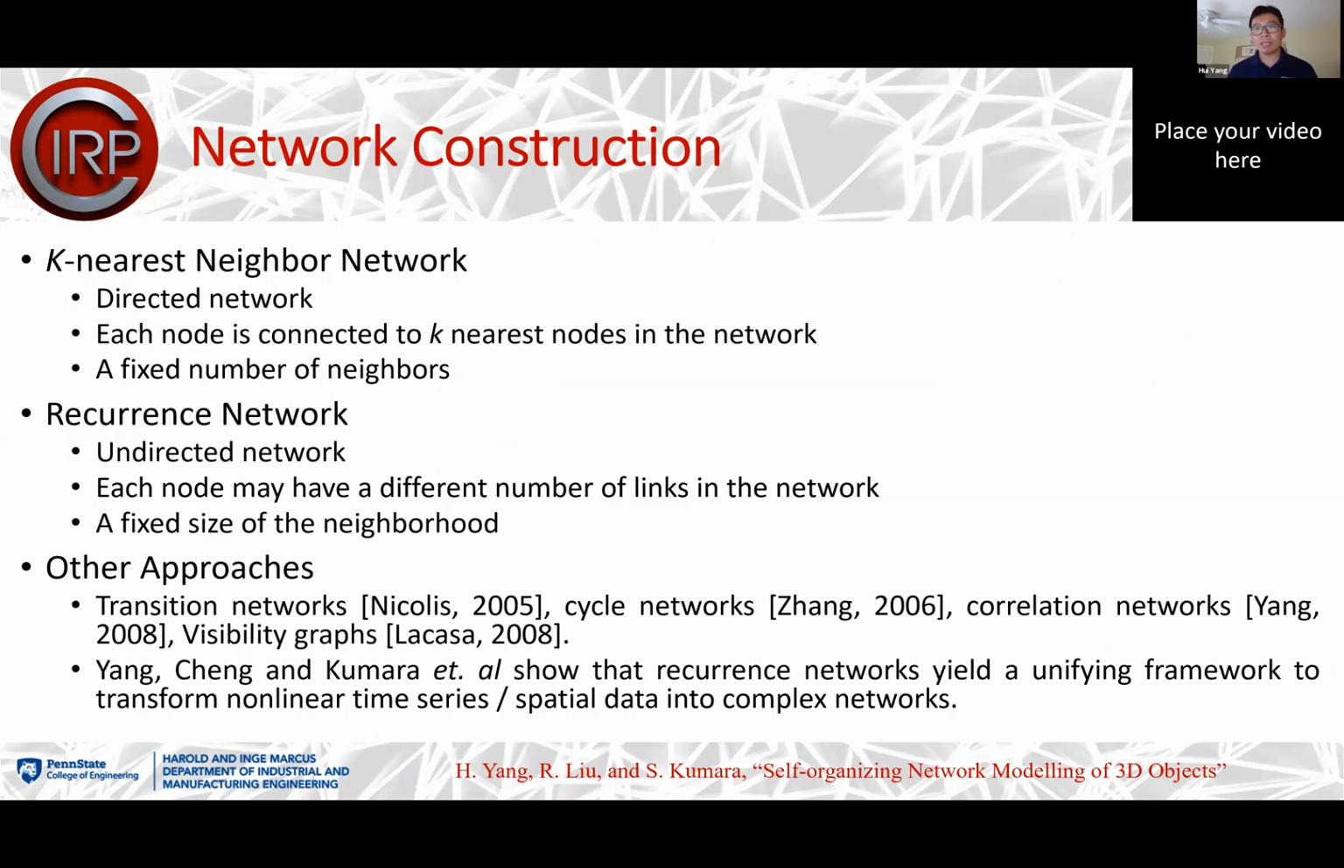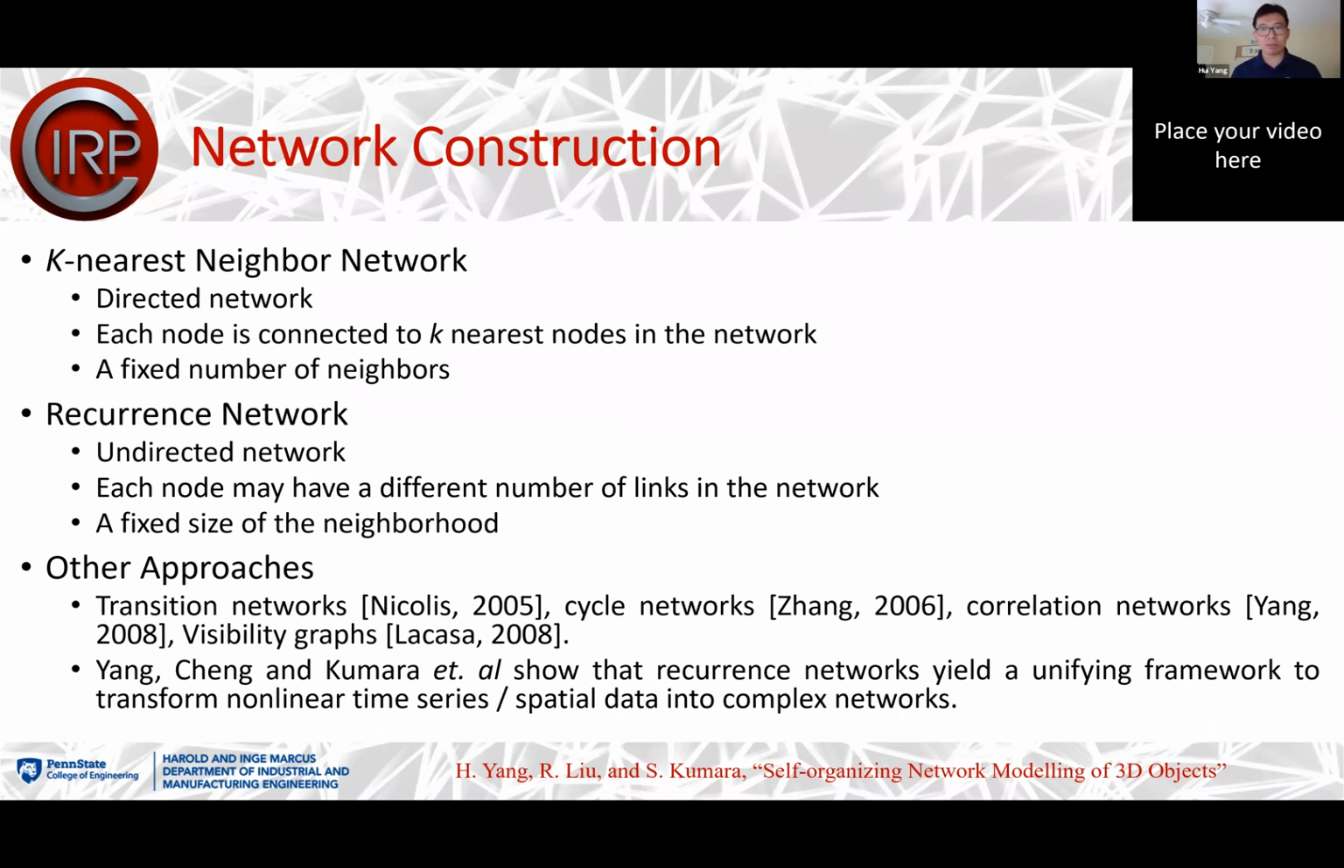There are different ways to construct the network. I will give you a few examples here. The first one is called the K nearest neighbor network, which is a directed network. Each node is connected to its K nearest nodes in the network. That means we fix the number of neighbors: each node has a fixed number of K neighbors.